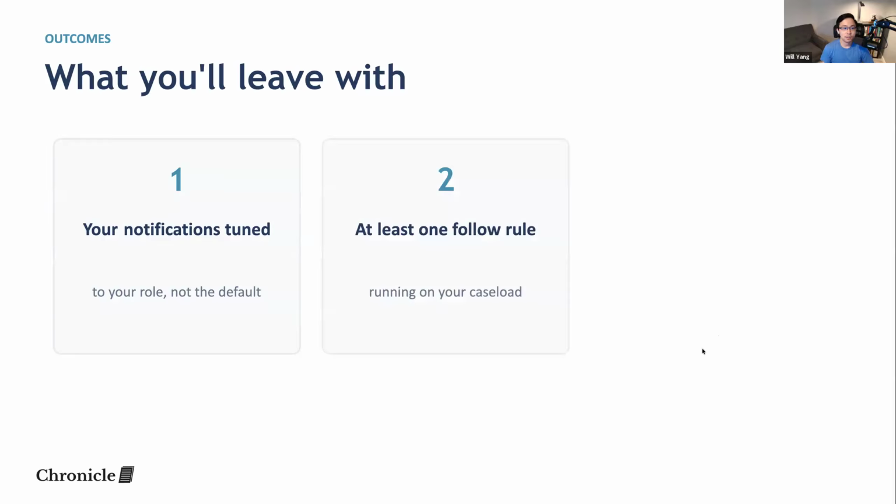The second thing we're going to do is we're going to talk about how you can create at least one follow rule for running your caseload. So that will be something that we'll walk through together with a real example, and also Nikhil will share a little more about what he commonly sees people set up in terms of the rules there. And then lastly, we'll have an answer to why you might not be getting the alerts that you expected, because we'll have gone over all the fundamentals in terms of how we go about setting up notifications to be most successful on your Chronicle account.